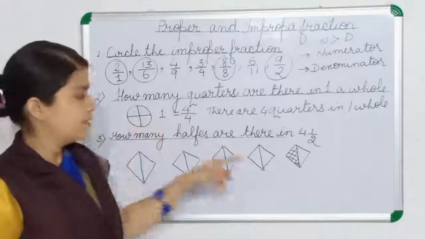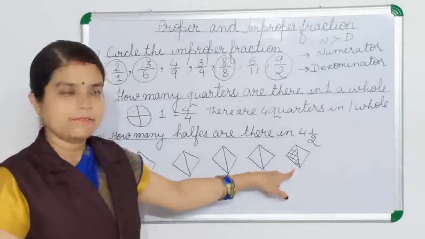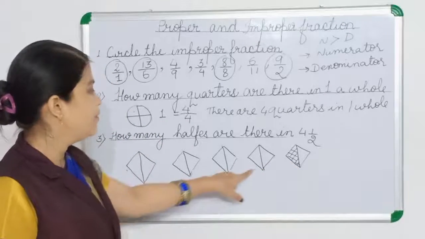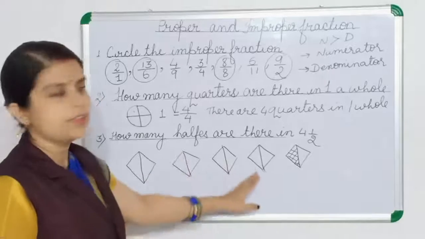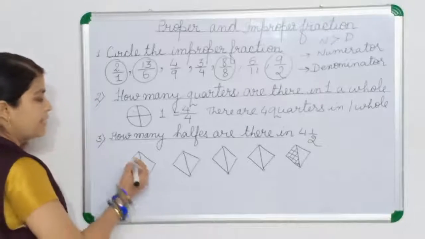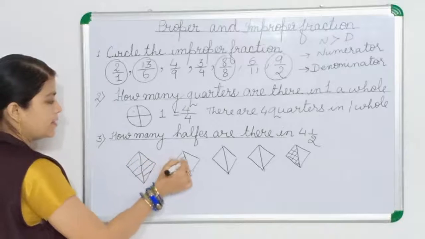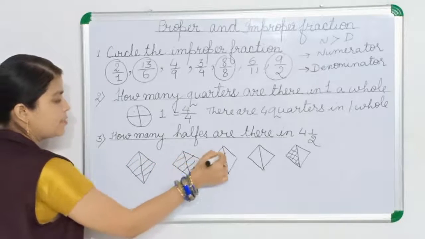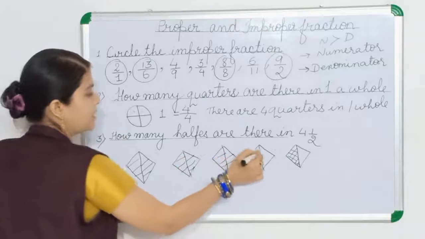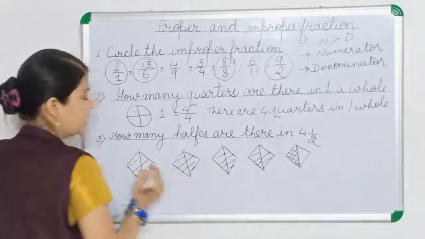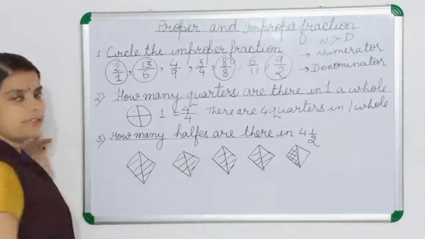Okay. This is 1 by half. This is 1, 1, 1, 1. That means 4. 1, 2, 3, 4. And each 4 we have divided into 2 equal parts. Each whole we have divided into 2 equal parts. So that is 2 by 2, 2 by 2, 2 by 2 like this.